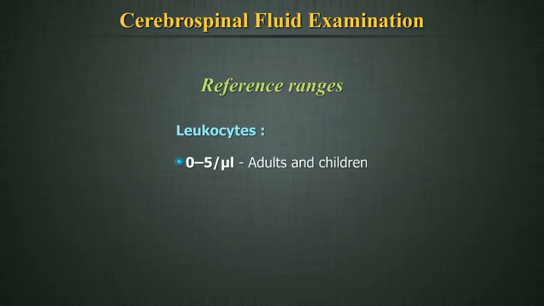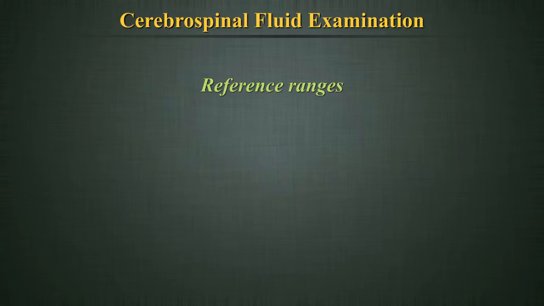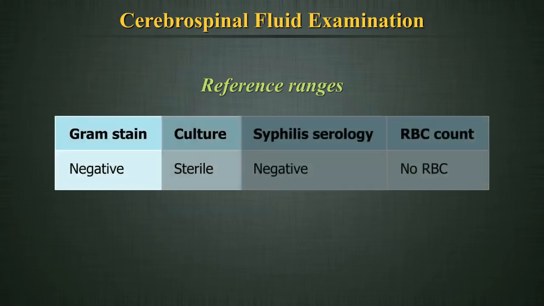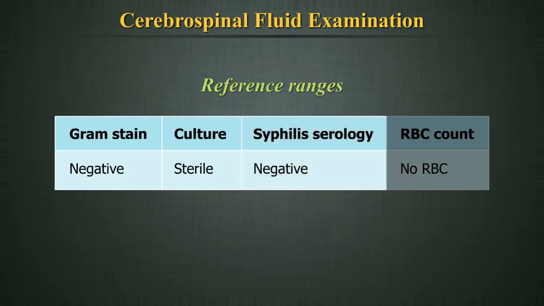Leukocytes 0 to 5 per microliter in adults and children, up to 30 per microliter in newborns. Differential counts 60 to 80% lymphocytes, up to 30% monocytes and macrophages. Other cells 2% or less. Monocytes and macrophages are somewhat higher in neonates. Negative gram stain. Culture should be sterile. Syphilis serology should be negative. Red blood cell count. Normally, there are no red blood cells in the CSF unless the needle passes through a blood vessel en route to the CSF.